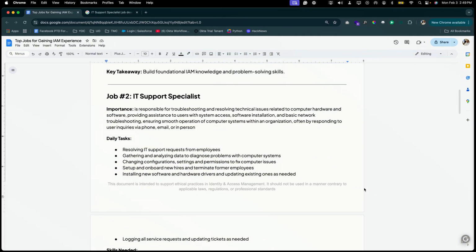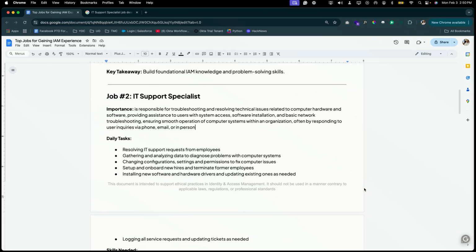Job number two is the IT support specialist, which is a step up from the help desk technician role in terms of complexity and the issues that are being resolved. The IT support specialist is responsible for troubleshooting and resolving technical issues related to computer hardware and software, providing assistance to users with system access, software installation, and basic network troubleshooting, ensuring smooth operation of computer systems within an organization, often by responding to user inquiries via phone, ticketing system, email, or in person.